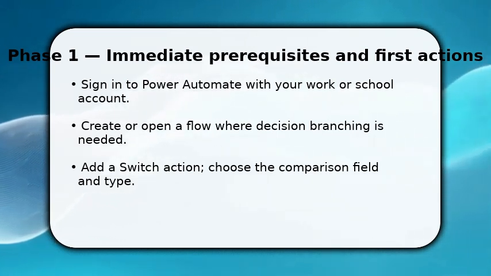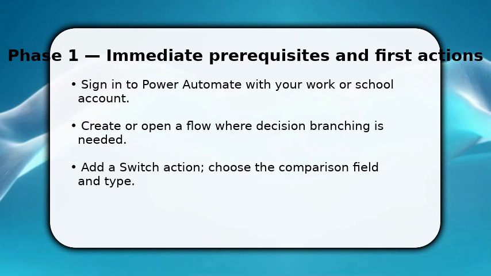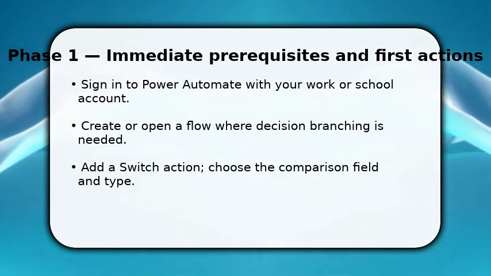You need distinct case labels next. Name the default case to catch unmatched values. This first step quickly creates the branching skeleton, so you can test basic behavior before adding actions.